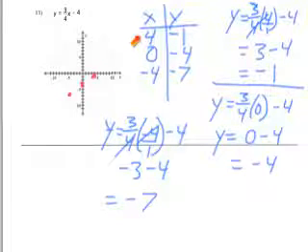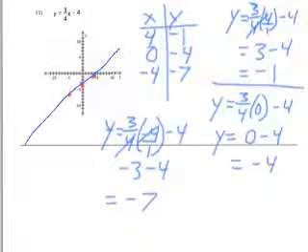for our first one, 4, negative 1, go over 4, down 1. Next one, 0, negative 4. That's our y-intercept, where x is 0, negative 4 right here. And then negative 4, negative 7. Go back 4, down 7, right there. Let's see if I can draw a line through these points. Okay, so we've graphed it.